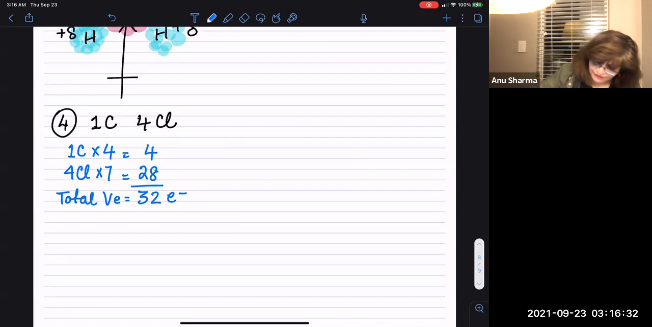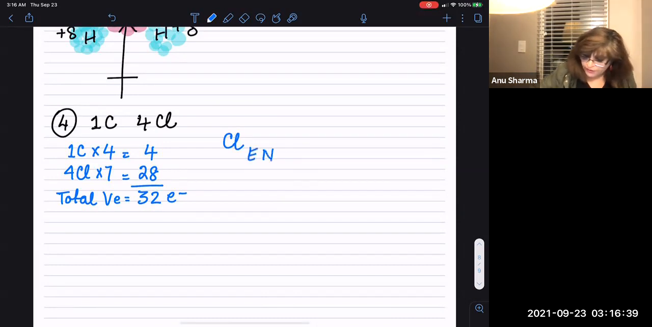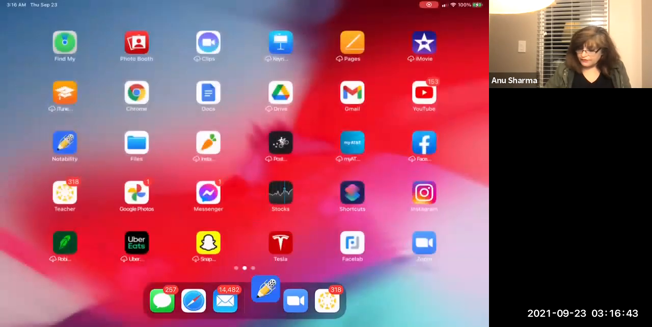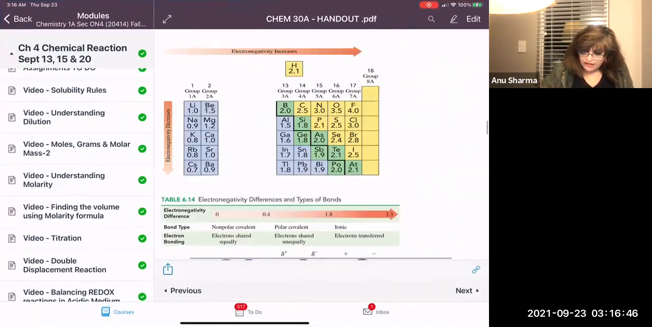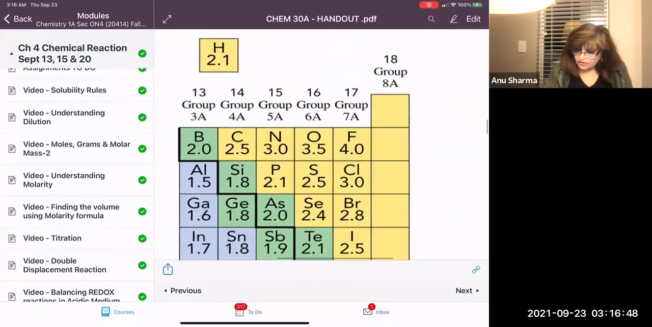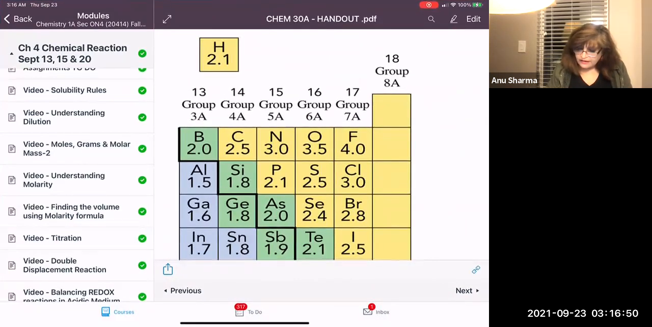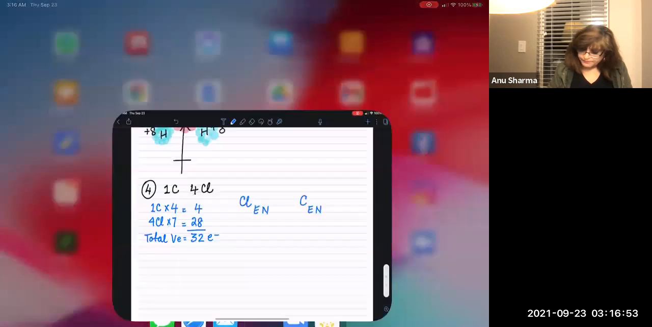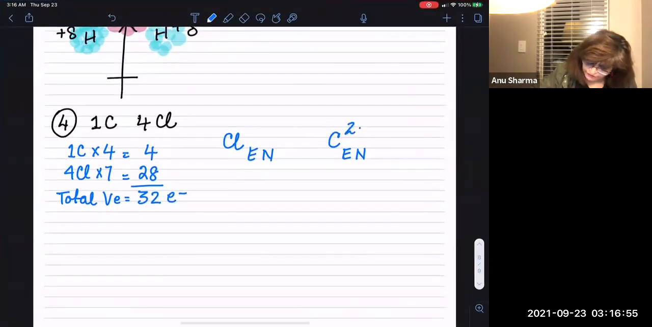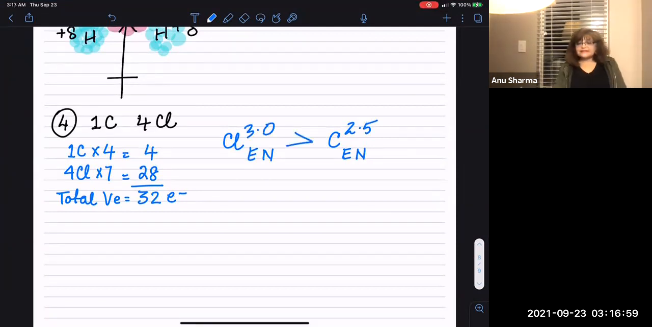Now, which one gets to be in the center? Carbon or chlorine? So the electronegativity of chlorine is more than the electronegativity of carbon. How do you know? You can check the placement, but chlorine is 3.0 and carbon is 2.5. So this is carbon and chlorine, right? So that's one piece.